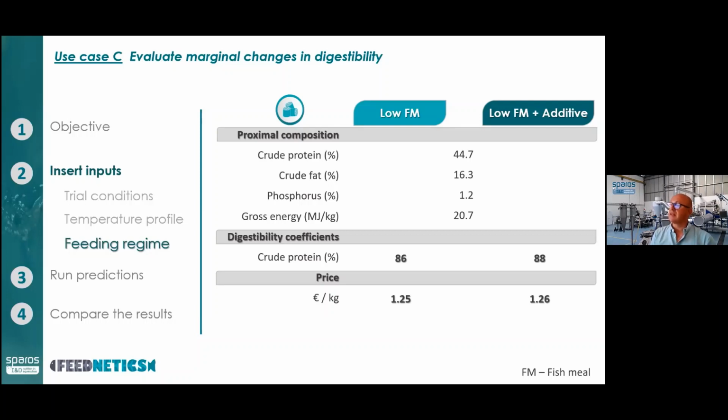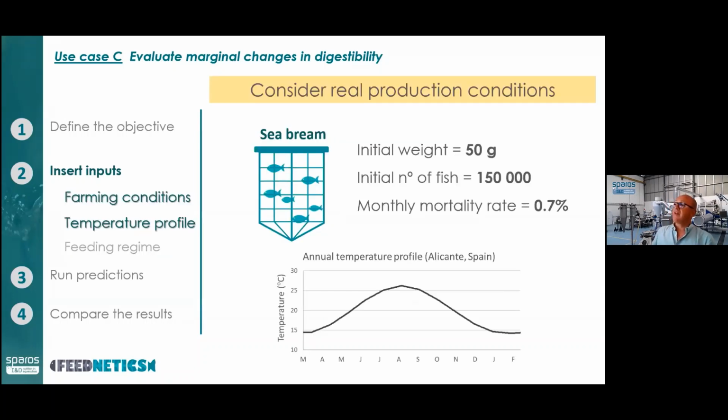So the same formulation of the feeds, the same crude protein, same crude fat. Of course, the additive has a cost. Adding the additive to the feed brings a 1 cent cost per kilo. And when we run the simulations, we consider the initial size of 50 grams and 150,000 fish per cage in this case, a mortality rate of 0.7 per month.